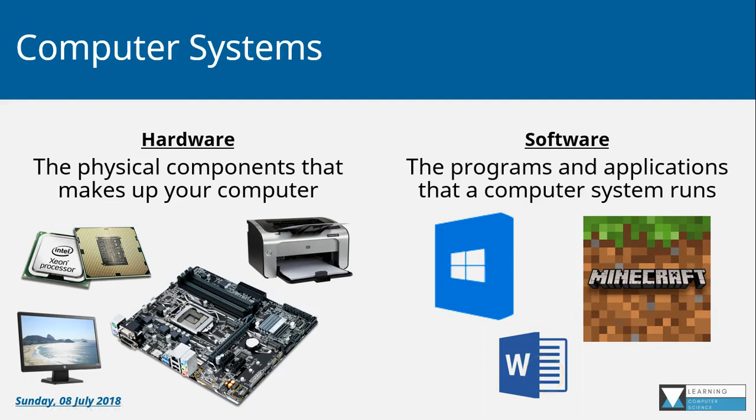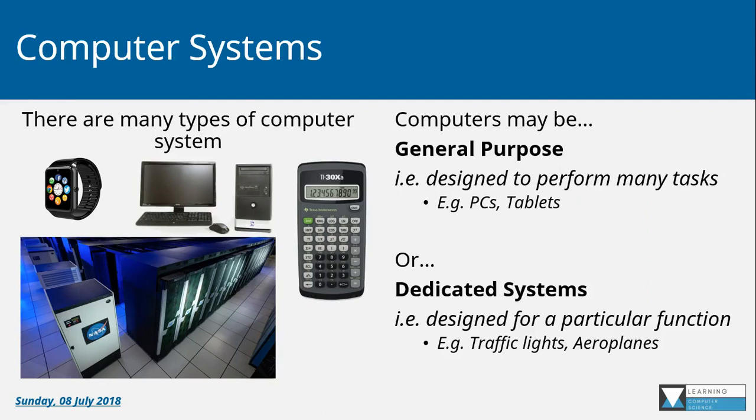Okay, now the next one we're going to look at are the different types of computer systems. Okay, you can have many different types of computer system. As you can see here, we've got an Apple Watch, we've got a standard PC, we've got a calculator, and we've actually got a supercomputer from NASA. Now, these are all different types of computer system. And they can be classified into two categories, as you can see over here.